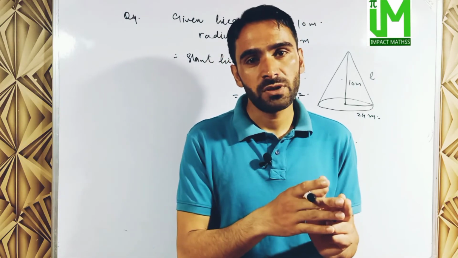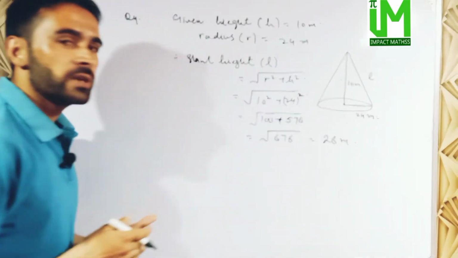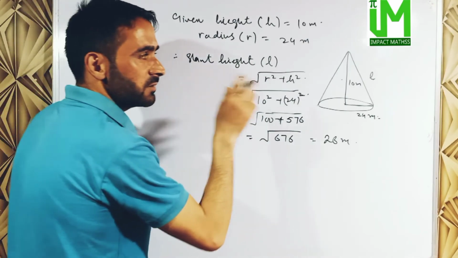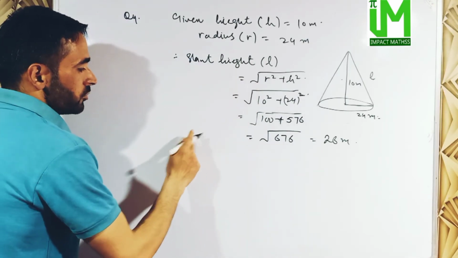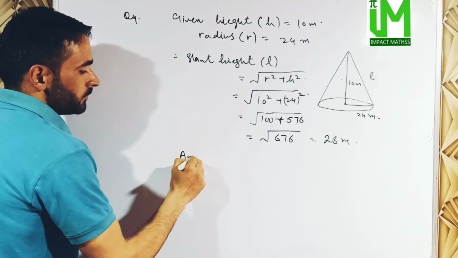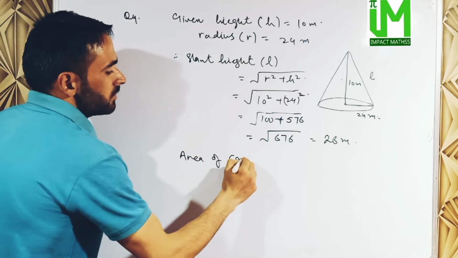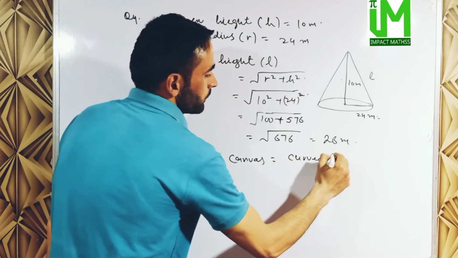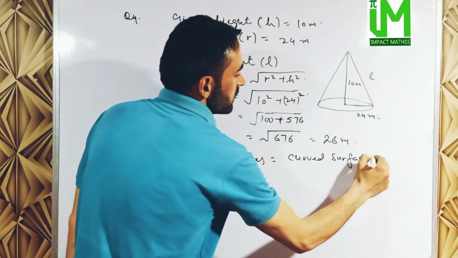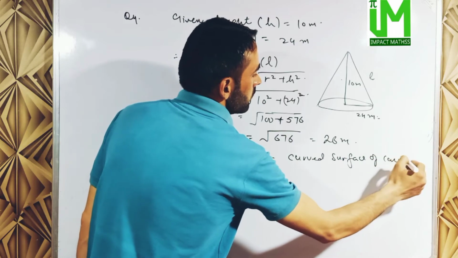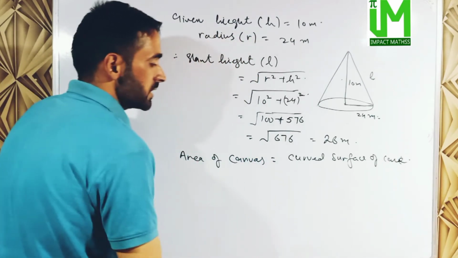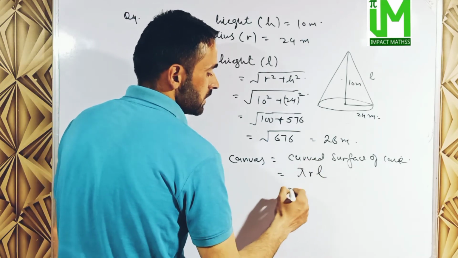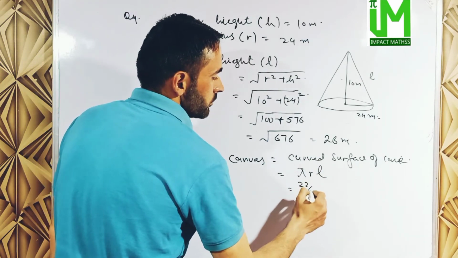Multiply by 70, obviously. So first we will be finding the area of the canvas, or the curved surface area. So we will write: area of canvas is equal to curved surface area of conical tent, or we can simply write curved surface area of cone, and the curved surface area of cone is pi r l. So pi r l. The value of pi is 22/7.